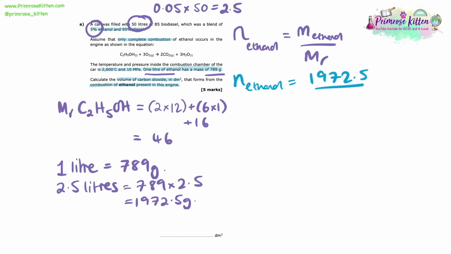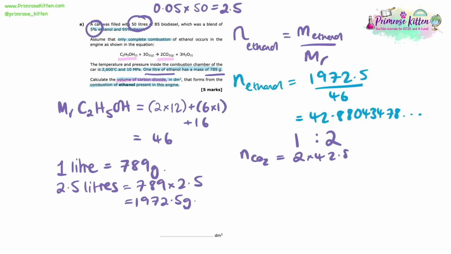So now I've got enough information to work out the moles of ethanol. I know that the moles of ethanol is going to equal 1,972.5 divided by 46. Now that gives me 42.88043478 moles of ethanol. Now, if I look at my balanced equation here, and remembering I'm being asked about carbon dioxide ultimately here, I can see I have a 1:2 ratio between the ethanol and the carbon dioxide. So that means to work out the moles of carbon dioxide, I just need to multiply the moles of ethanol by 2.